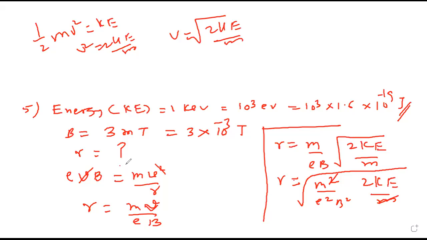Completed? Then I'm explaining how to simplify. Therefore, r equals to root of, mass we got in numerator. So one mass is left in the numerator, 9.1 into 10 raised to minus 31, into twice of kinetic energy. How much is that kinetic energy? 1.6 into 10 raised to minus 16 joule.